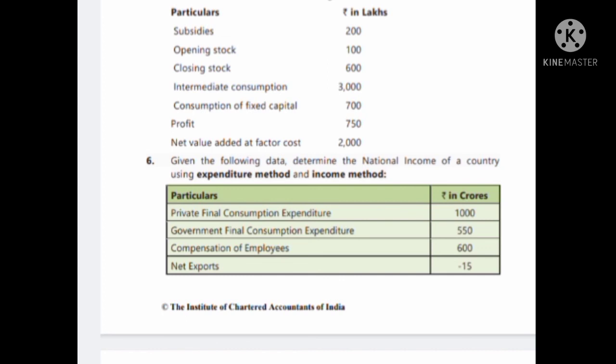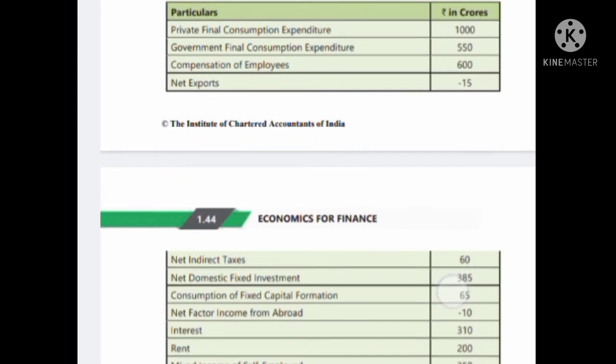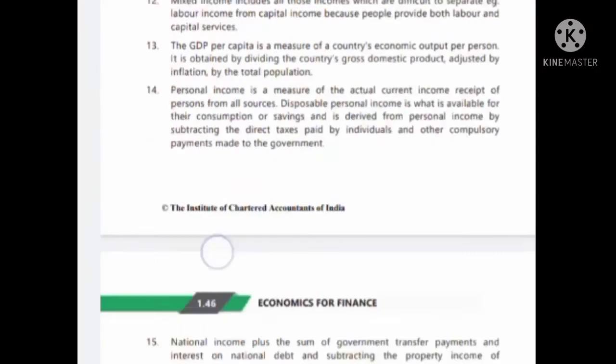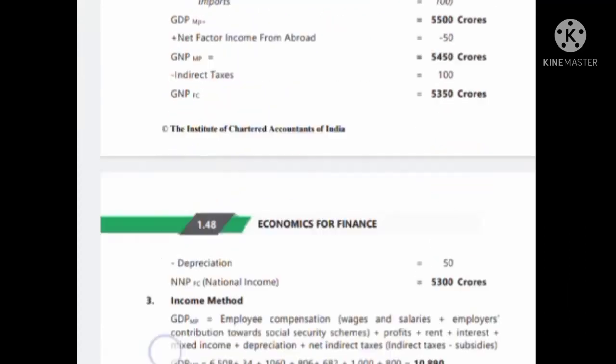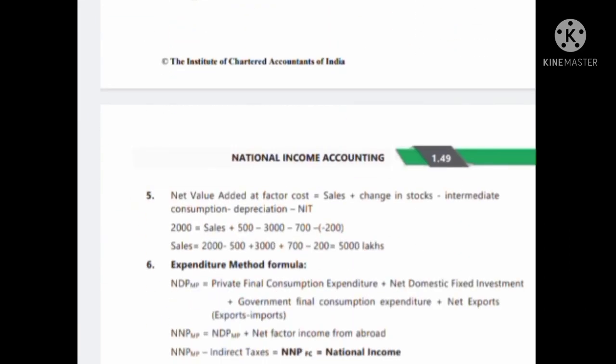The formula for NVA at factor cost is sales plus change in stock minus intermediate consumption minus depreciation minus net indirect tax. Sales plus change in stock can also be called value of output. Okay, let's substitute the numbers. Net value added at factor cost, the formula, leave only the sales and substitute all the numbers given in the question. You will be left only with the sales, and the answer is 5,000 lakhs.